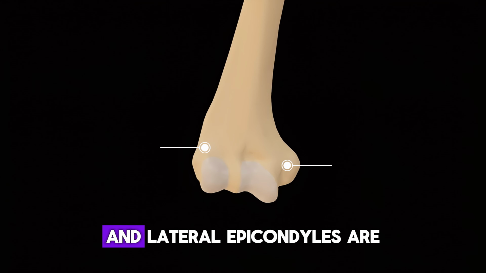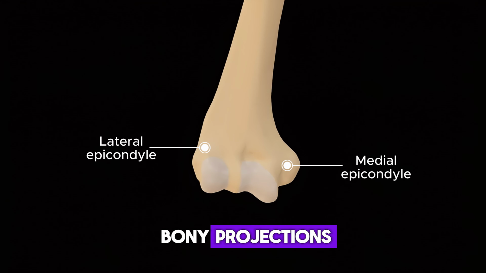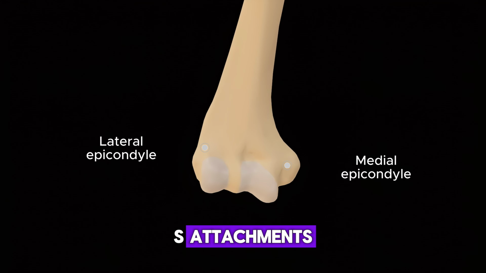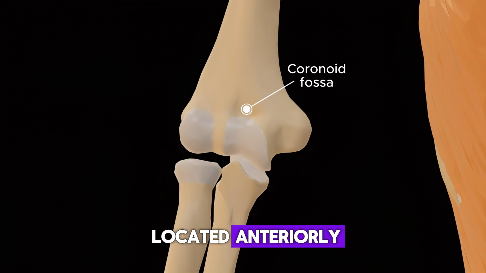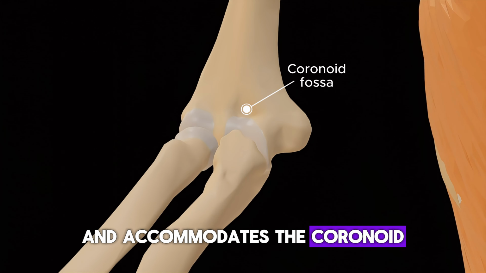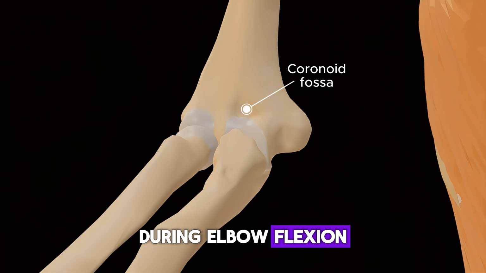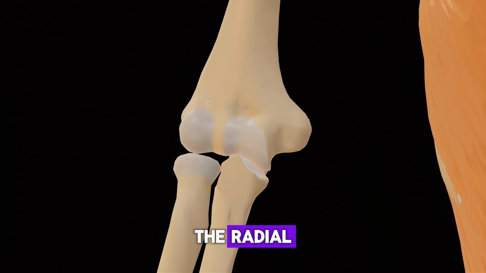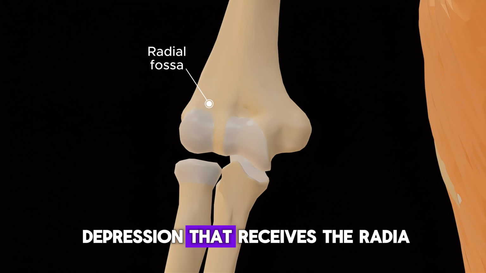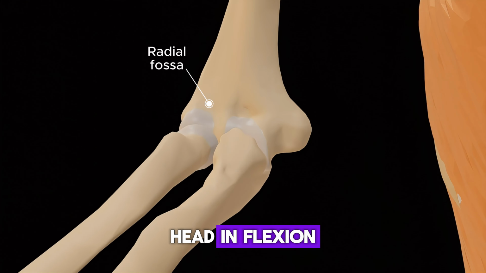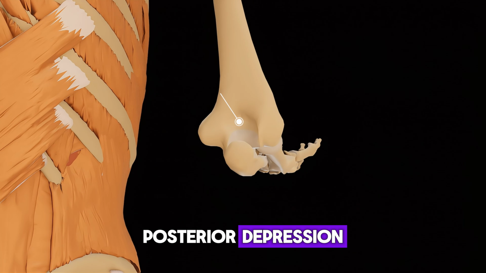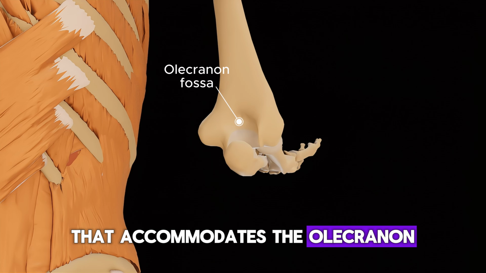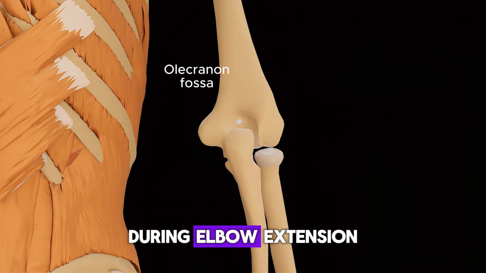The medial and lateral epicondyles are bony projections for muscle and ligament attachments. The coronoid fossa is located anteriorly and accommodates the coronoid process of the ulna during elbow flexion. The radial fossa is a small depression that receives the radial head in flexion. The olecranon fossa is a large posterior depression that accommodates the olecranon process of the ulna during elbow extension.